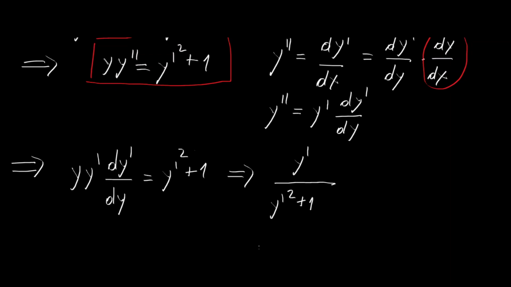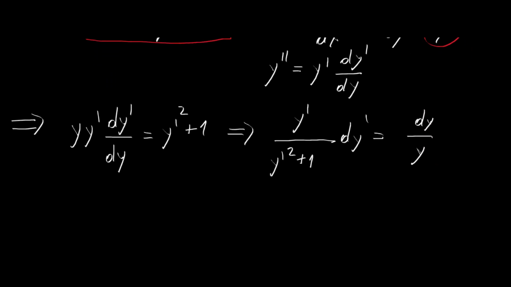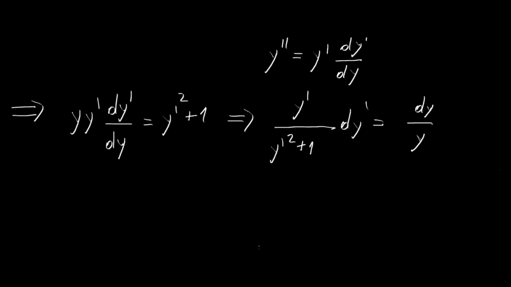I just divided by y prime plus 1, leaving in the left side of our equation only the terms with y prime, and in the right hand side I will write only the y's, the function y. So we can solve this differential equation by separating the variables. How can we do that?